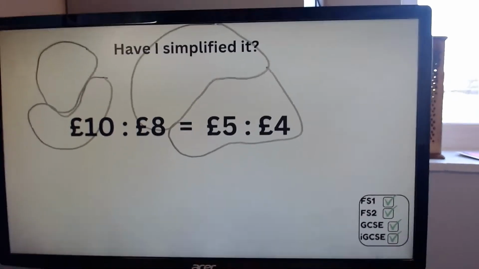Okay, whilst I clean my screen, actually, I'll talk to you about this and then I'll clean the screen. So what I'm going to do now is I'm going to give you a ratio and I'm telling you I've simplified it. I want you to say if I have simplified it correctly or not. If I haven't, you can correct it.